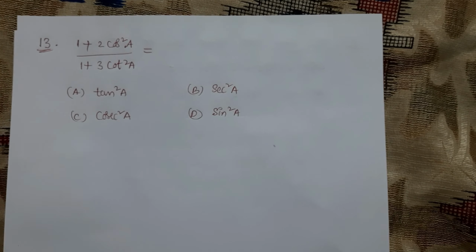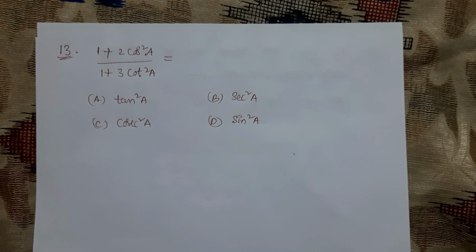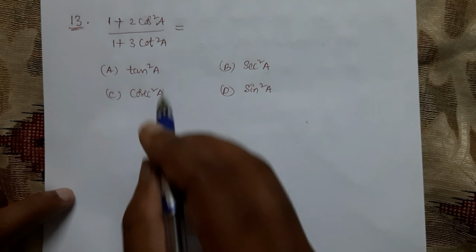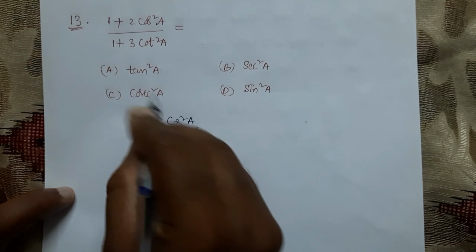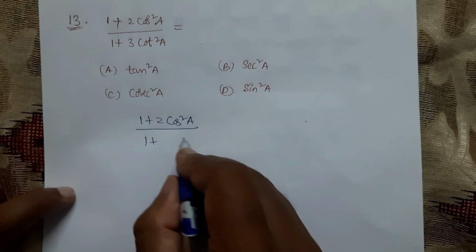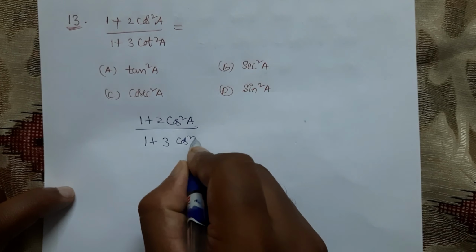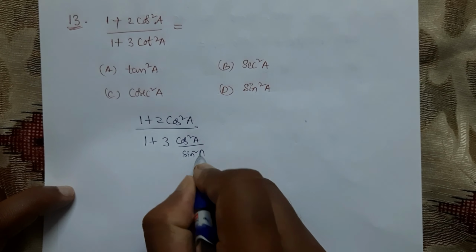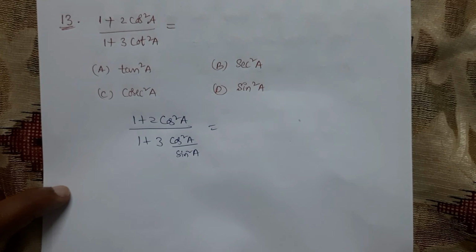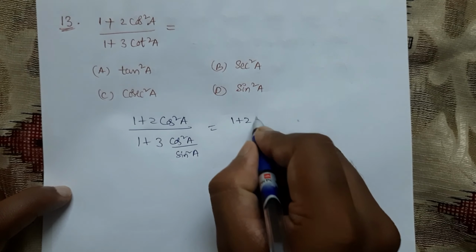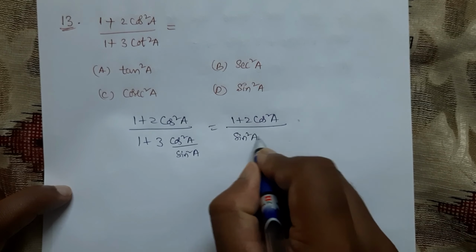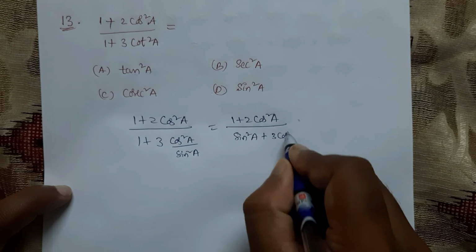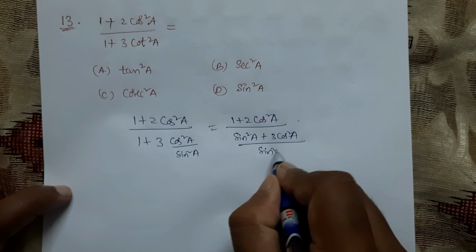Next, coming to question number 13: 1 plus 2 cos square a by 1 plus 3 cot square a. This is a very simple question. See here, I will solve this. 1 plus 2 cos square a divided by 1 plus 3 cot square a. 3 into cot square a we can write as 3 cos square a by sin square a. Now if we take LCM, it will be 1 plus 2 cos square a divided by LCM will become sin square a plus 3 cos square a divided by sin square a.